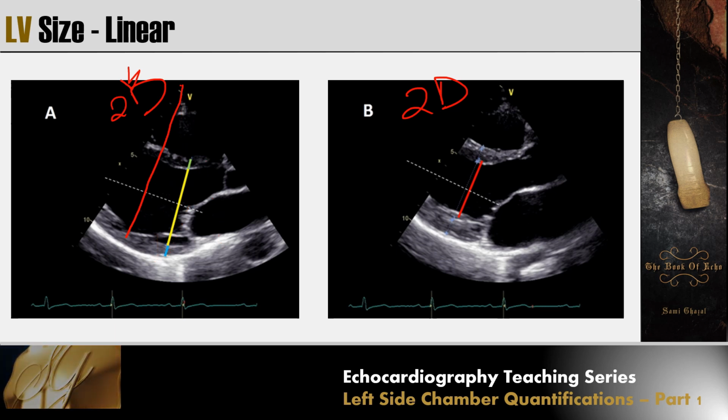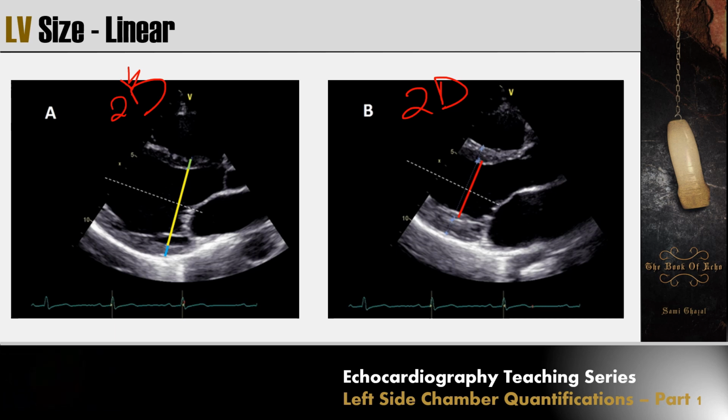However, with some vendors, you can do something called anatomical M mode, where you put an M mode after you obtain the 2D. Anyways, 2D is more accurate than M mode in this situation. How to measure the LV size?